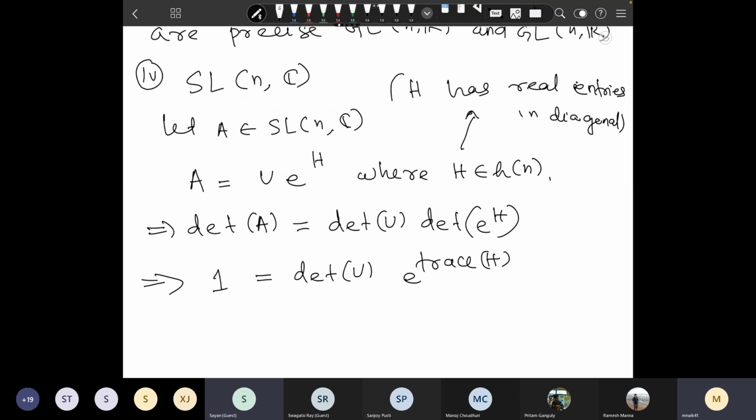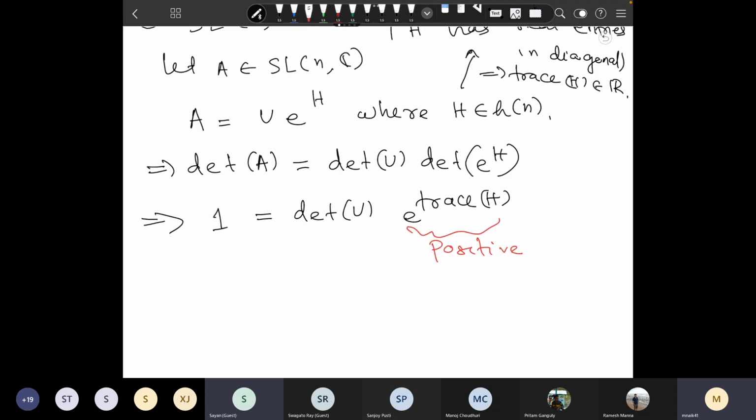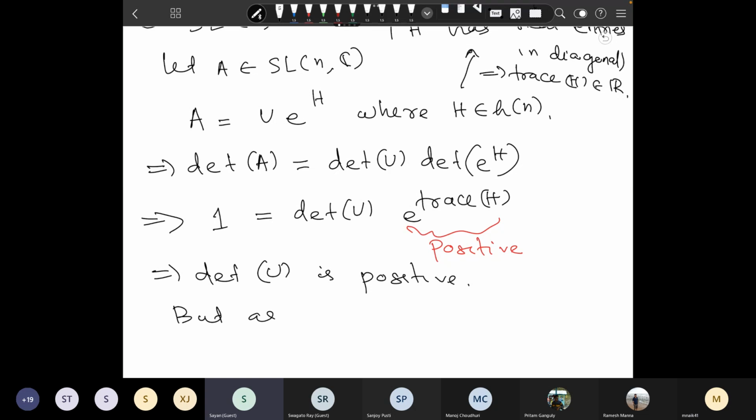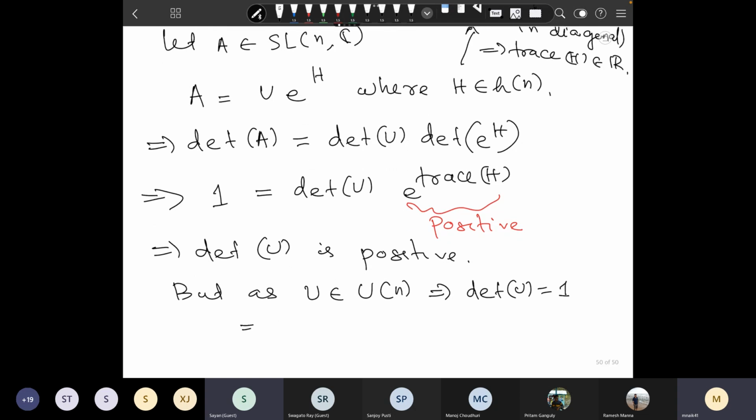Entries in the diagonal, so trace of H is real. This implies that this is positive, so the determinant of U is positive. But as U belongs to UN, the determinant has modulus 1, so that implies the determinant of U is equal to 1. And this implies U belongs to SUN.